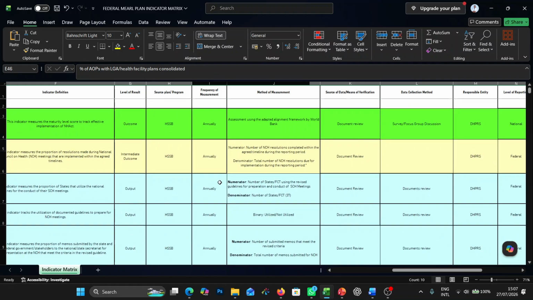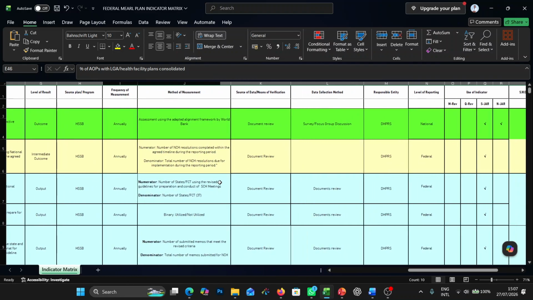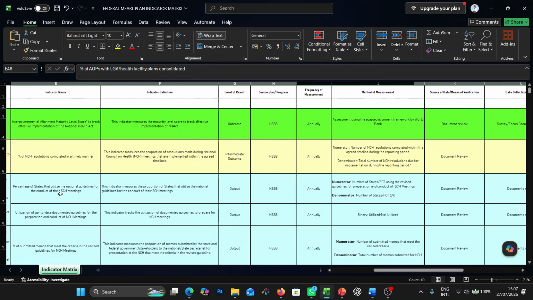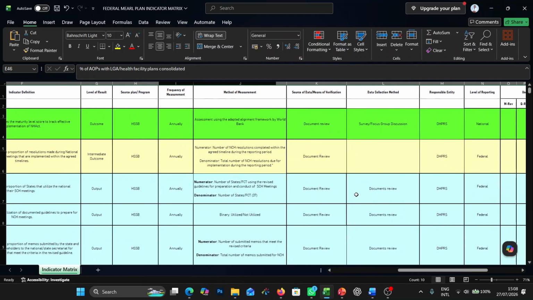Then we also have the frequency of measurement. We have the method of measurement. For example, this indicator is the percentage of states that utilized the national guideline for the conduct of their SCH meetings. SCH here is State Council of Health meetings. You can see the method of measurement here because it is in percentage, we're having the numerator and the denominator. So it defines what the numerator is supposed to be and what the denominator is expected to be. And where can we get this data from?